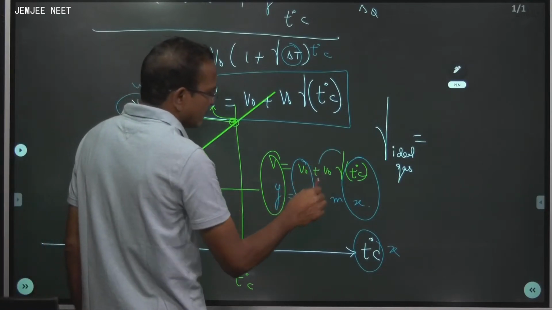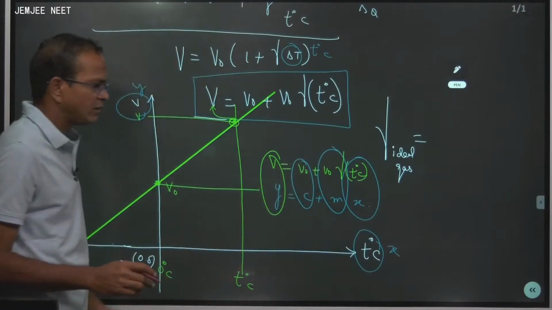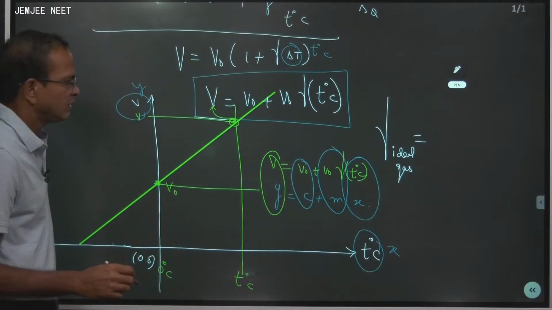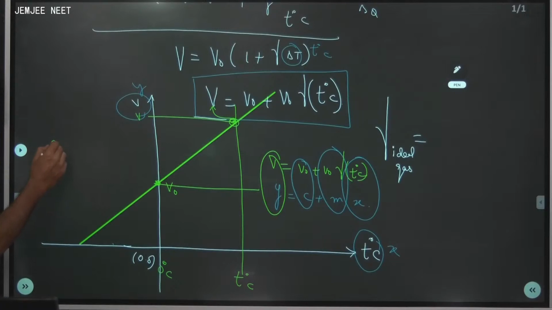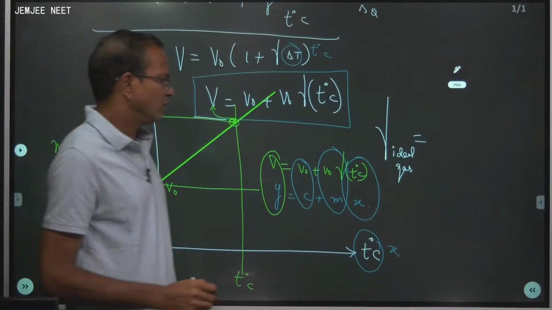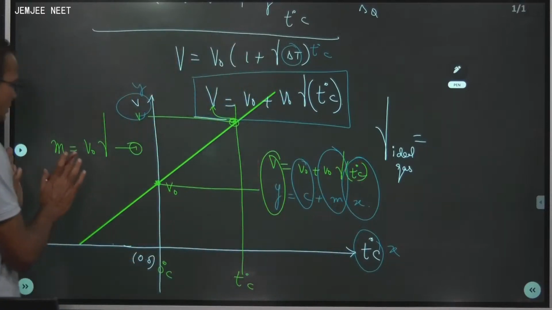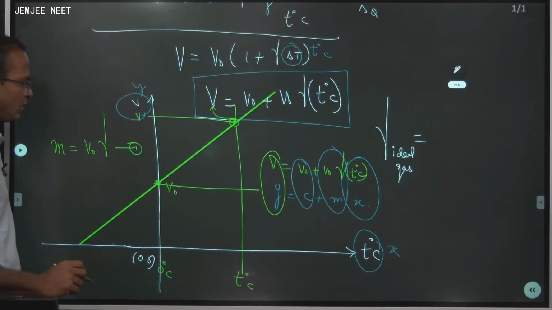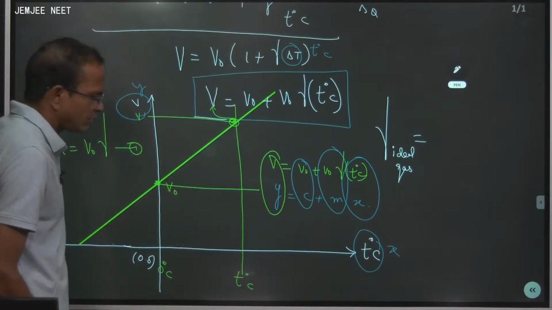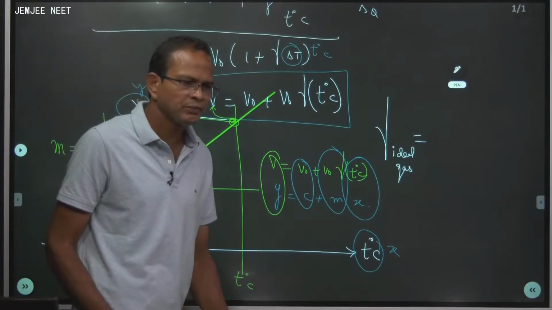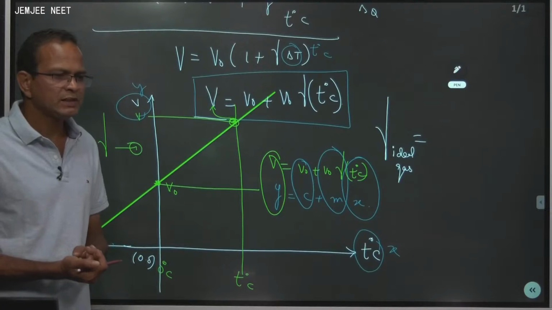Now tell me what's m value. What is m value? Yes, m is nothing but V naught gamma, equation number 1. You got the point? How I arrived at this? M is equal to V naught gamma. You understand thoroughly from the graph? Yes or no?